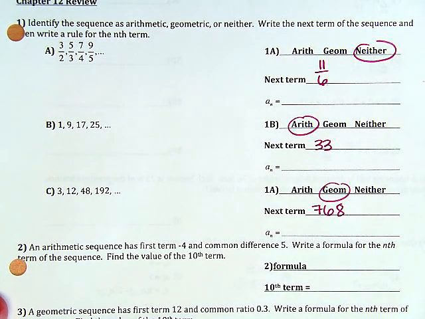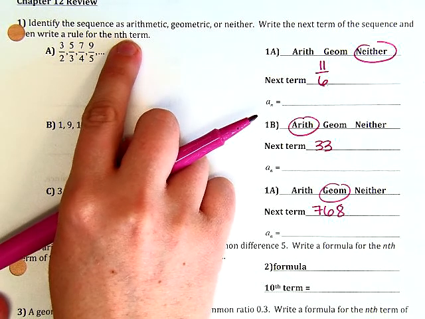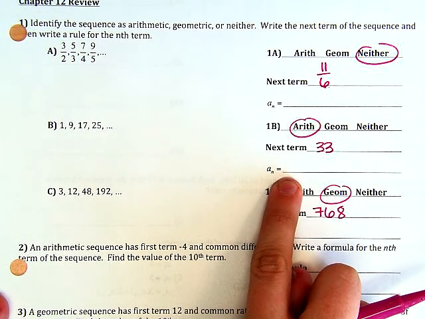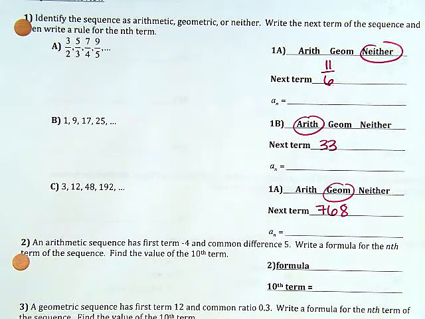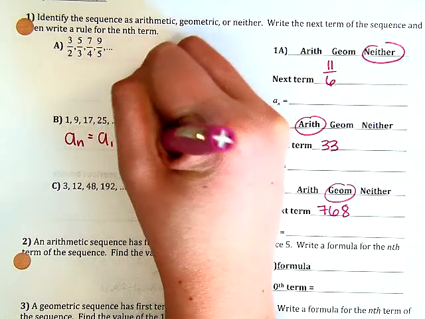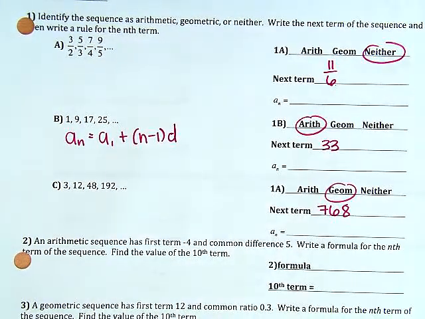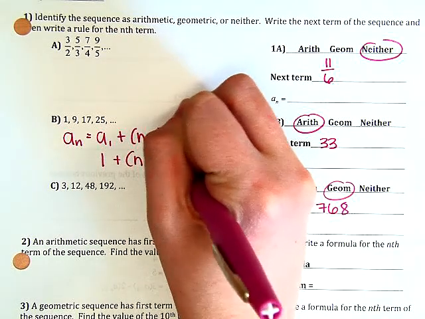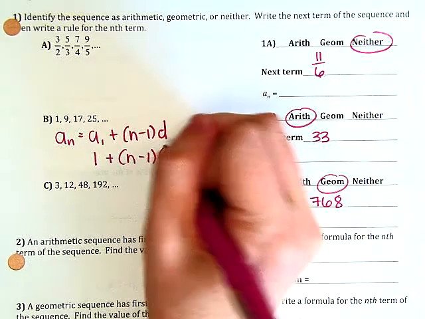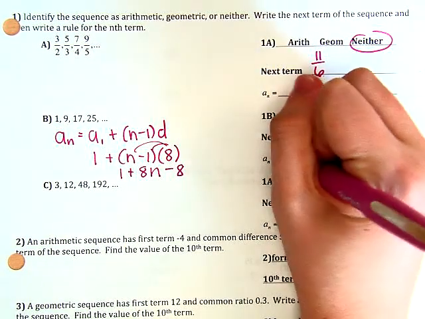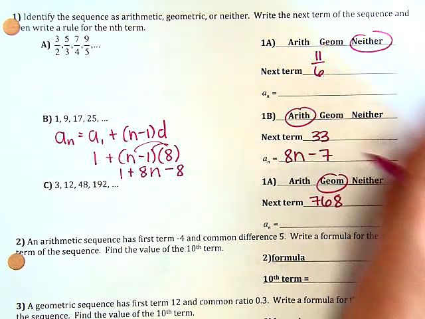Last part was writing the rule for the nth term. That means you can find any term you want. Well, when it's neither, you're not going to write a rule. For arithmetic, you're going to go to your arithmetic formula, which you should have on your green card. Your arithmetic formula is a1 plus n minus 1 times my common difference. My first term is 1 plus n minus 1 times my common difference. I'm adding 8 each time. Now I do some distributing. 1 plus 8n minus 8.